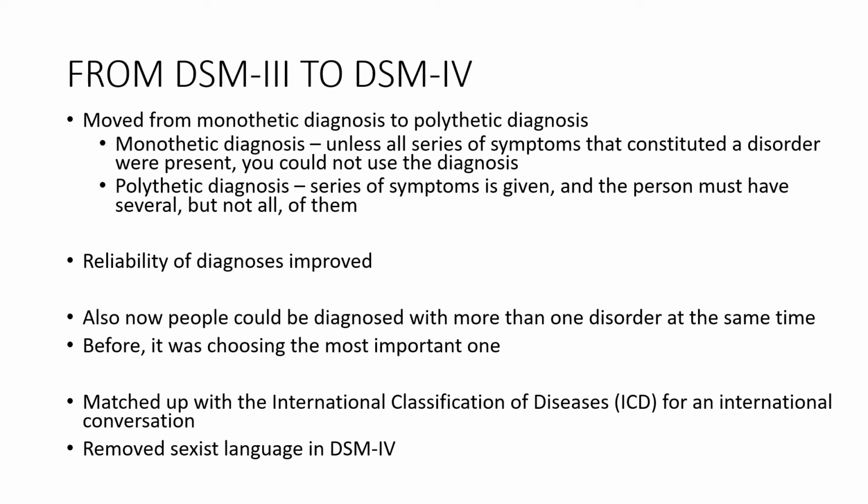But now they're saying if you have some of it, you could potentially still have it because depending on the person who is unique, there might be certain reasons why they didn't display specific types of symptoms. Reliability of diagnosis improved because of this, and also now people could be diagnosed with more than one disorder at the same time. Before it was just choosing the most important one. Okay, because people can have bipolar disorder and obsessive compulsive disorder, let's say, right? Before it was like, let's just focus on the bipolar disorder only.